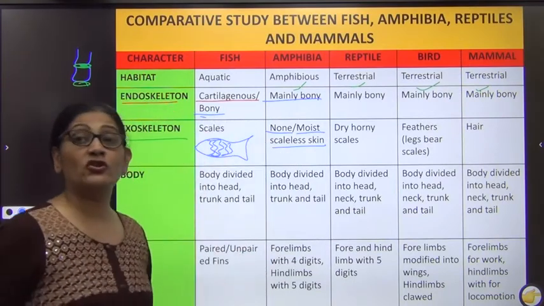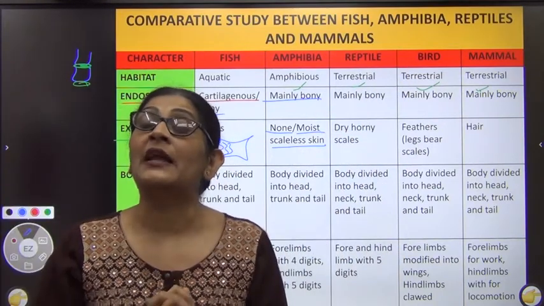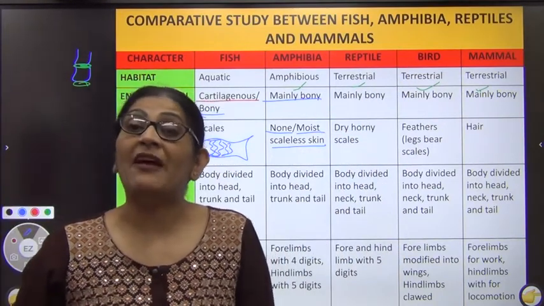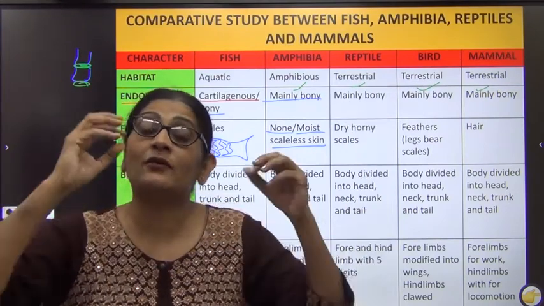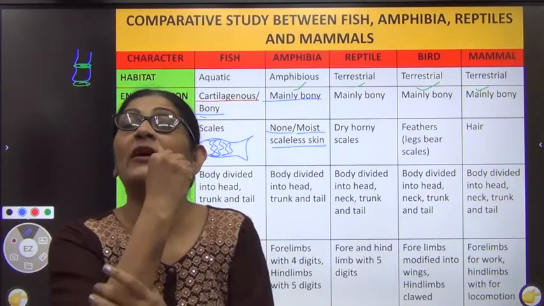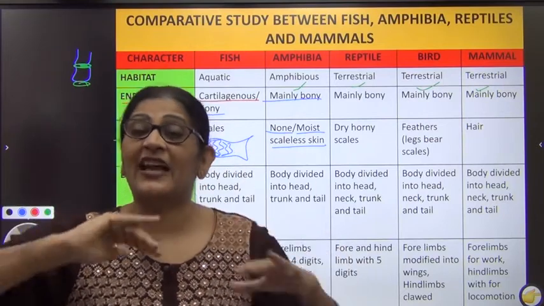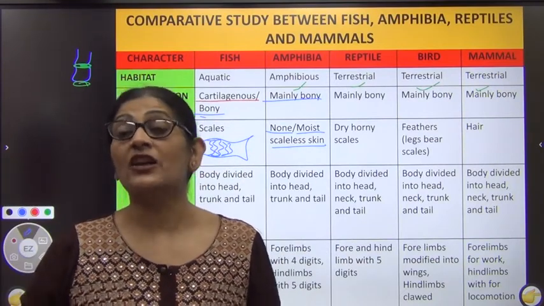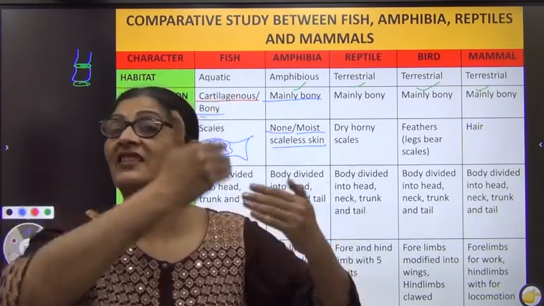Why? Because you know that amphibia absorb moisture from air. I have told you before that amphibians have a moist skin, and oxygen from the air dissolves on its moist skin. They also have cutaneous respiration, they exchange gases through the skin other than lungs. So obviously if there are scales on top, they cannot do gas exchange.